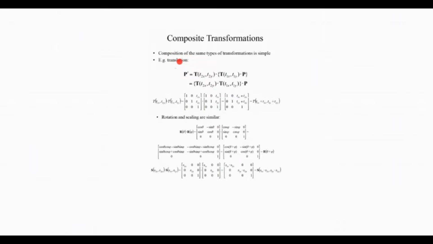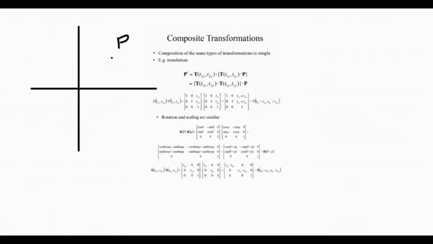If you look into the first example, which involves translation in the transformation sequence, you have a point object P in your 2D space. The problem goes like this: you have to apply a translation by an amount T1x and T1y to this point P. After this translation, you will get a transformed point. Onto this transformed point, you have to apply a second translation, this time by an amount of T2x and T2y.